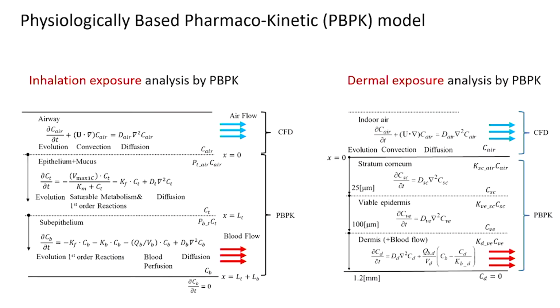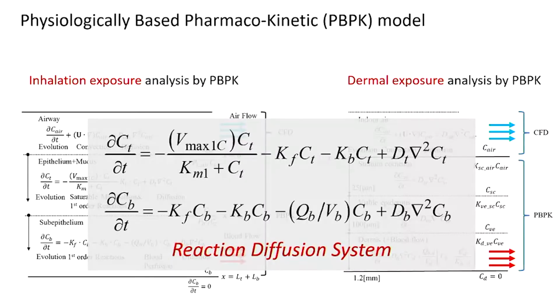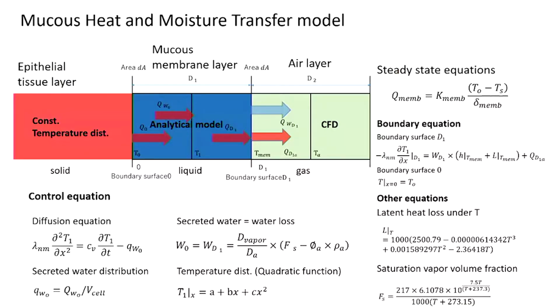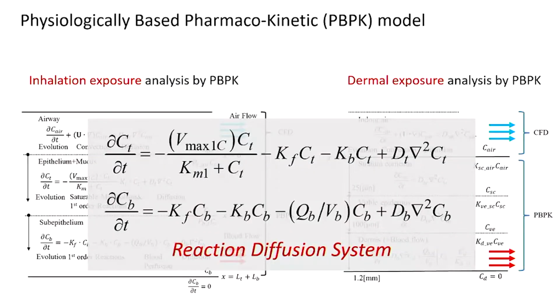And maybe someone will know about our PBPK model. PBPK is the physiologically based pharmacokinetic model. The objective of this model is to estimate the health impact or the blood concentration of chemical compounds, something like that. And this PBPK model is basically described by differential equations.